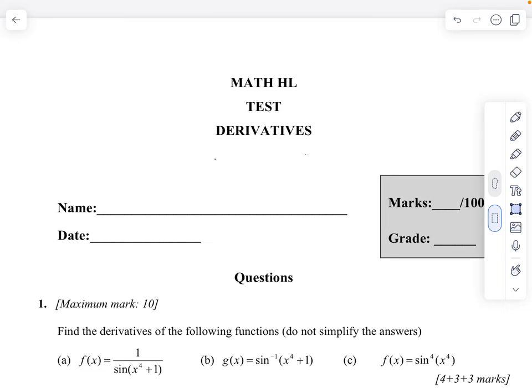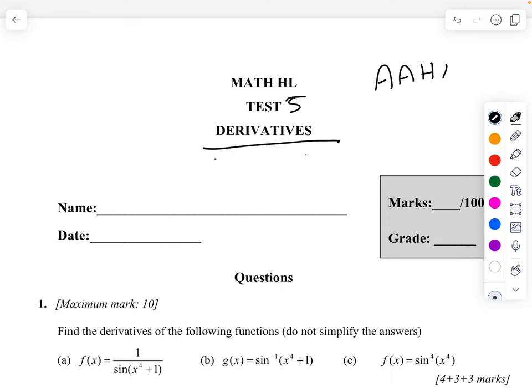So welcome. This is test number 5 based on derivatives of IBDP AAHL. Let's start the first question.